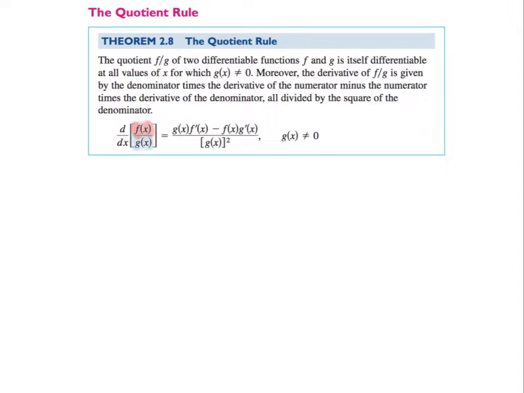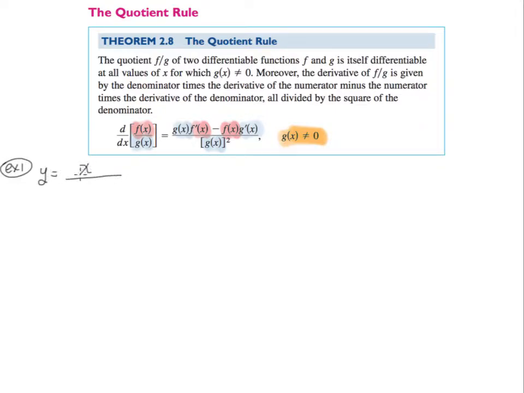If I want to find the derivative with respect to x of f of x divided by g of x, I would do the following. That is equal to g of x, which is the bottom function, times the derivative of f of x, the derivative of the upper function, minus the upper function, f of x, times the derivative of the bottom function, g prime of x, divided by g of x squared. One way I can always remember this is low d high minus high d low over low low. Low d high minus high d low over low low.